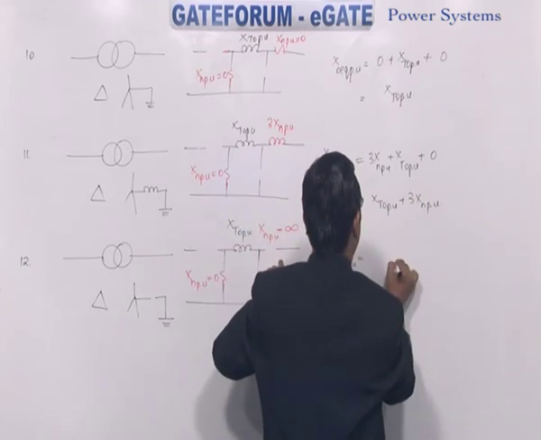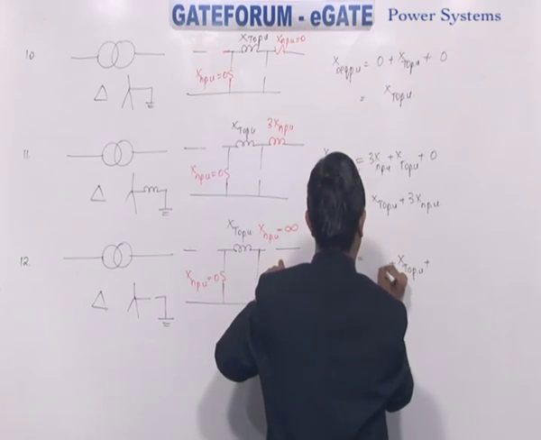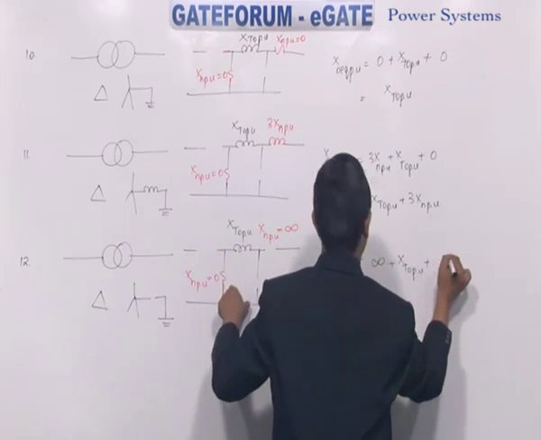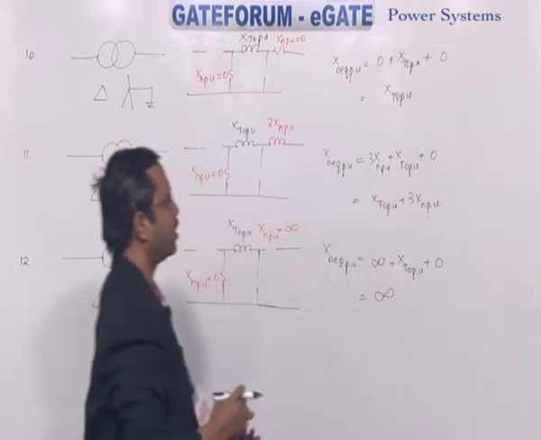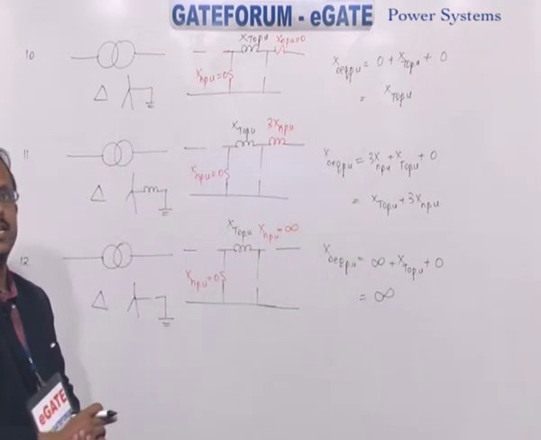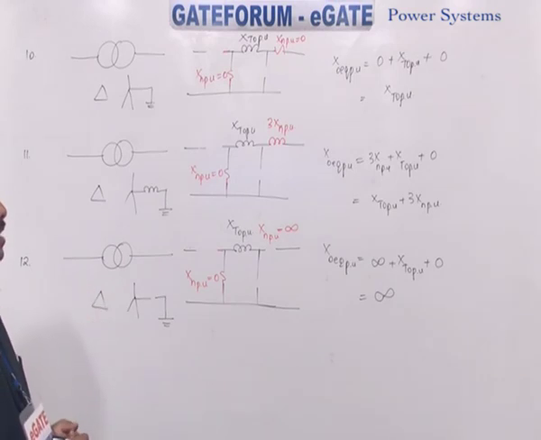What about now? You travel through XT naught per unit. Here infinity, here 0. So how much do you get? X naught equivalent per unit, it is infinite. So this is how you calculate the equivalent per unit zero sequence reactance.